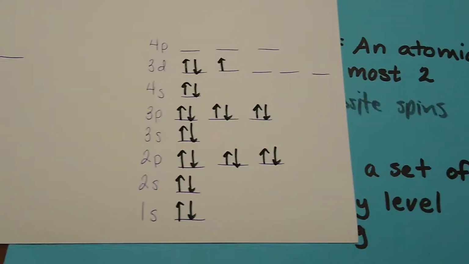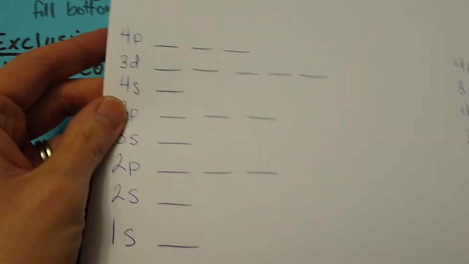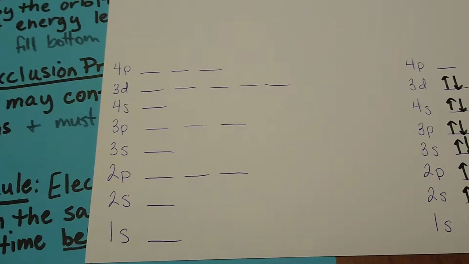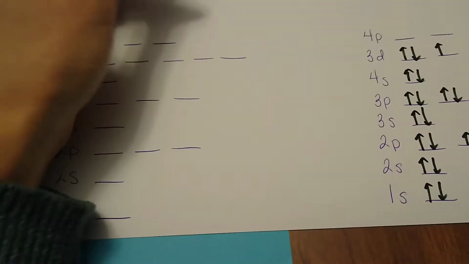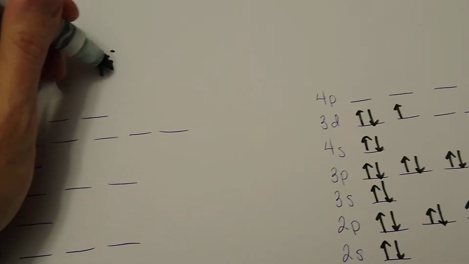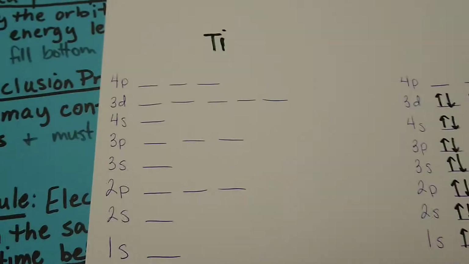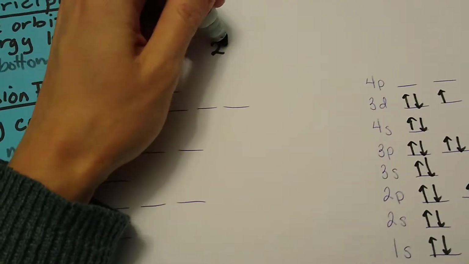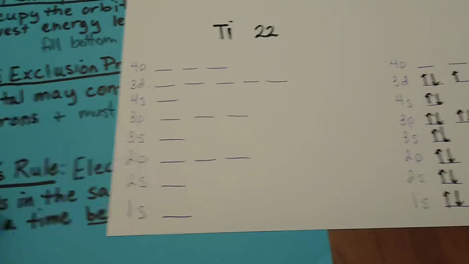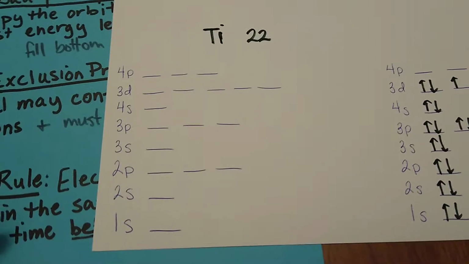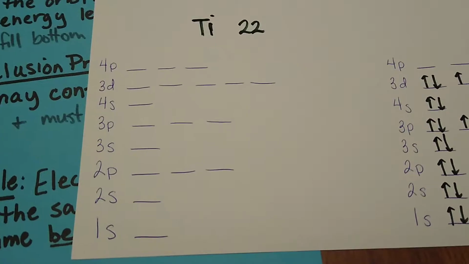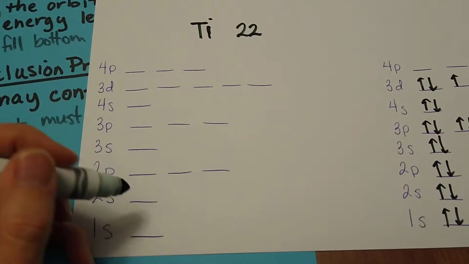Okay? So if we were to take an empty Aufbau diagram and fill it for the element titanium, Ti, you're going to look at the periodic table and see titanium's atomic number is 22. That's going to matter because we're looking at electrons, and right now our electrons are the same as our protons, and our protons are the atomic number. So we have 22 electrons to fill into this diagram.